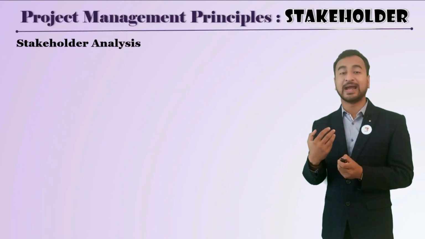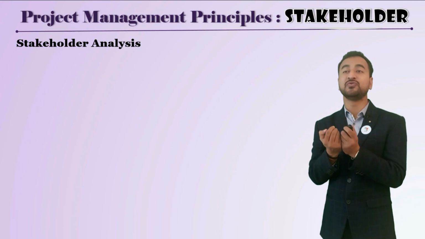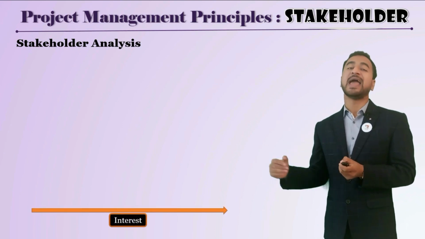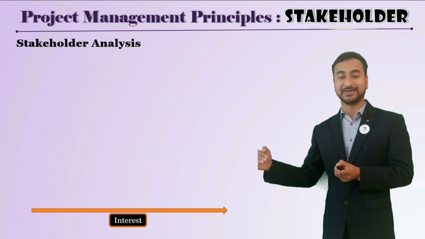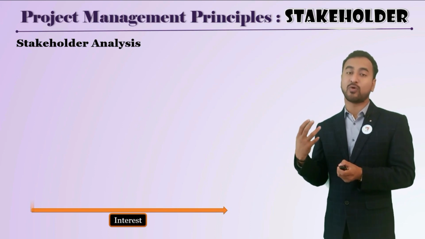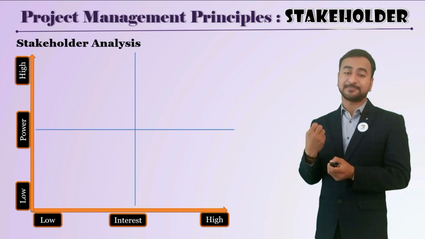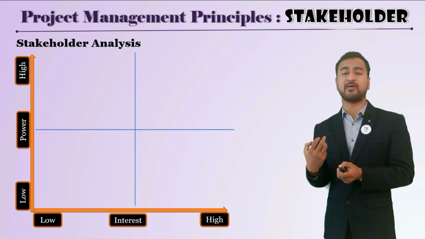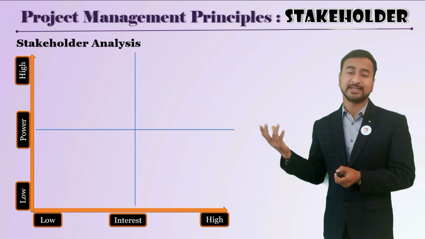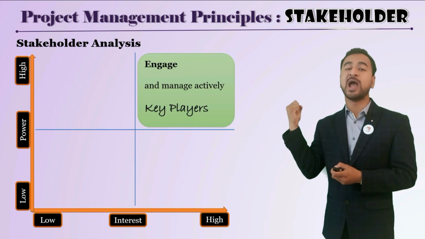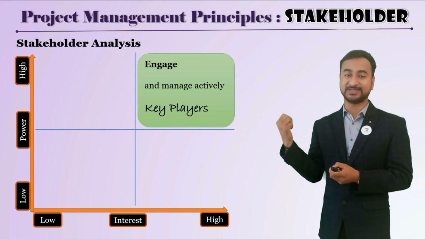So how can we understand the stakeholder? First you need to analyze them. If you check over here, on the x-axis there is the interest grid, what their interest in our project is. On the y-axis there is a power grid, what their influence or power on the project is. So certain stakeholders in this quadrant are called key players, who have high power and high interest.